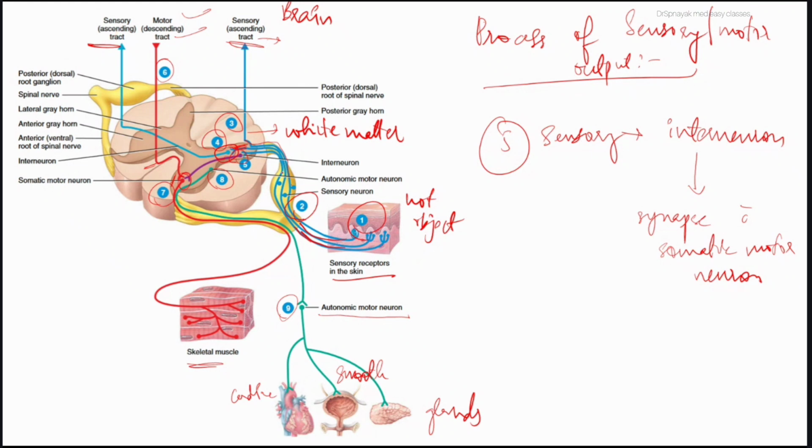And the sensory input that is received from the receptors might also form a synapse with the interneurons. And then either an order could be given to the skeletal muscle according to the situation, or an order could be given to the autonomic motor neuron and further carried to the cardiac muscles, smooth muscles, and glands. So these are autonomic muscles, and this was somatic muscle. So this is how the spinal cord receives sensory or motor input and output.